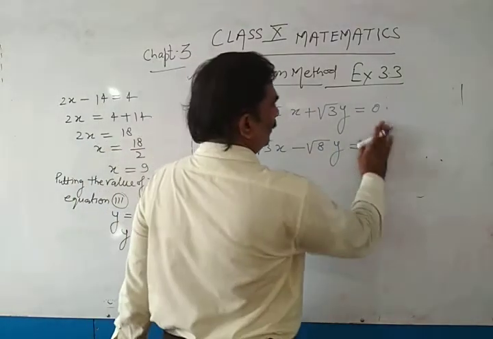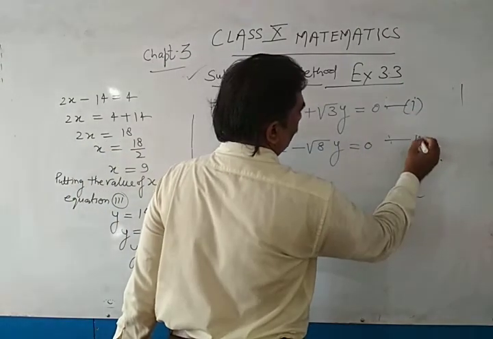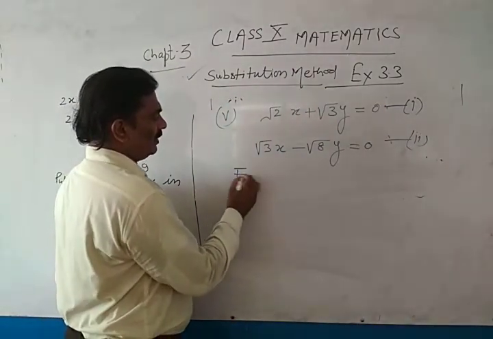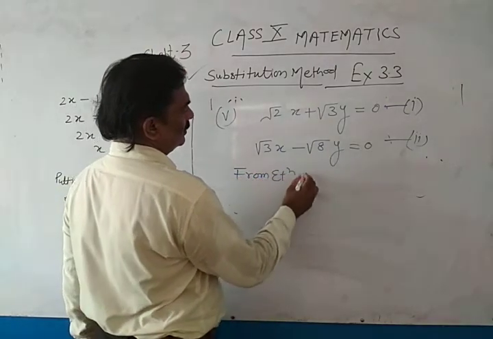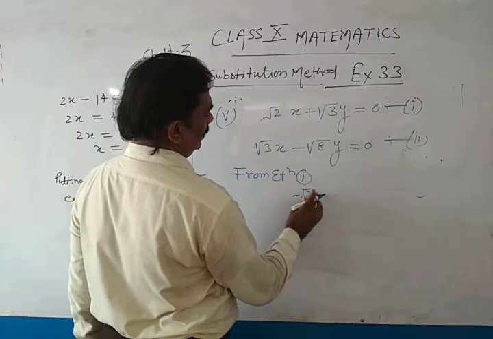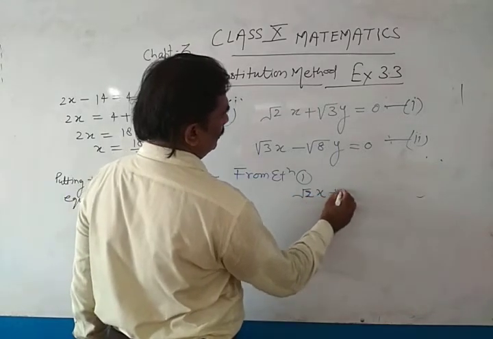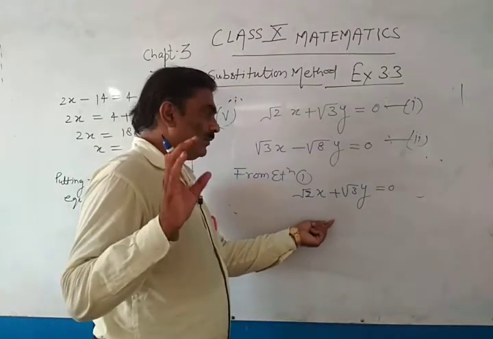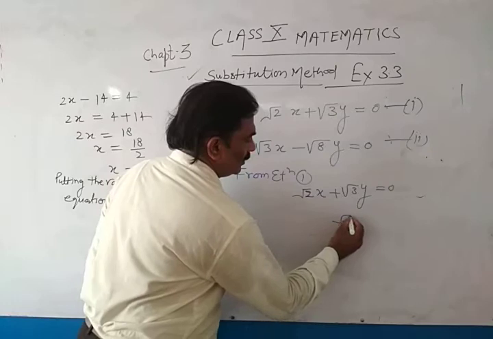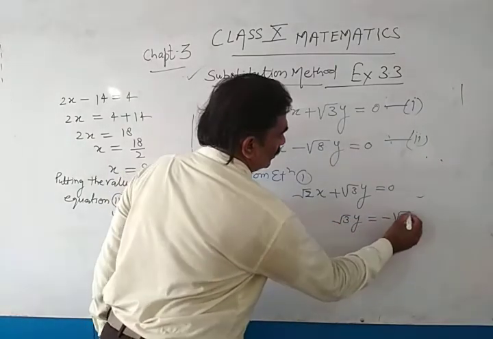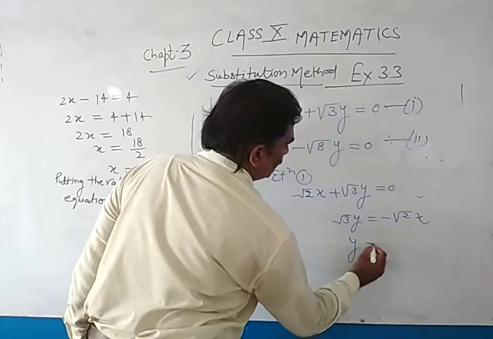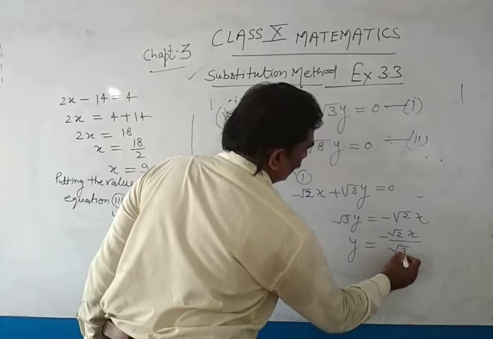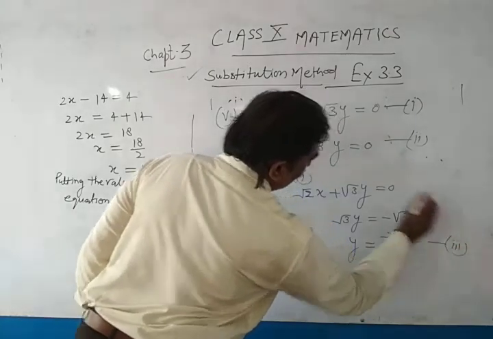We have two equations, first and second. Similarly, first of all, we take equation 1: root 2x plus root 3y is equal to 0. We will find the value of y in terms of x. Therefore, root 3y is equal to minus root 2x, or y is equal to minus root 2x upon root 3. So this is equation number 3. Now write down.